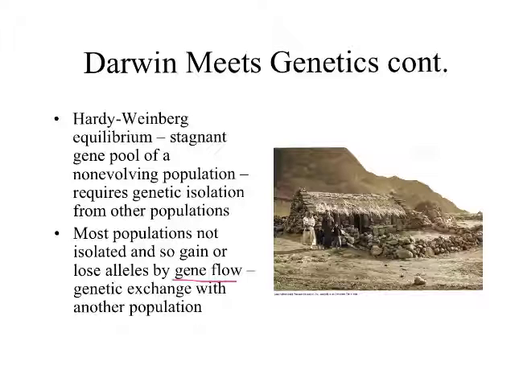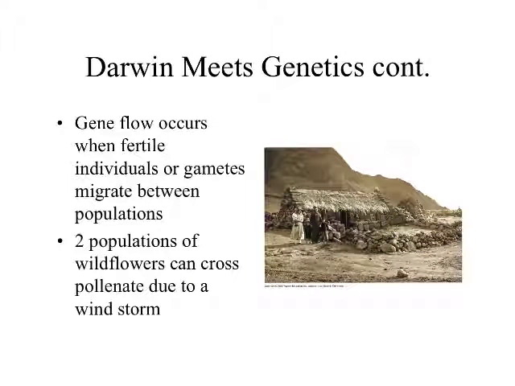If some other family moves in and mates with the population on the right, we're going to have gene flow, or genetic exchange with individuals that were not part of the original population. This goes into a little more detail about what I was saying. Gene flow occurs when fertile individuals migrate between populations. For example, two populations of wildflowers can cross-pollinate each other due to a windstorm.